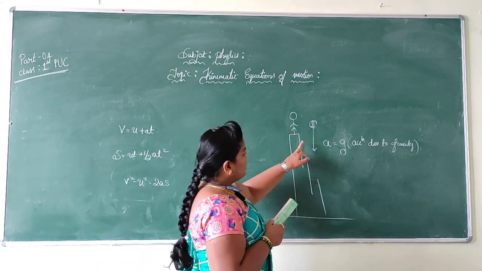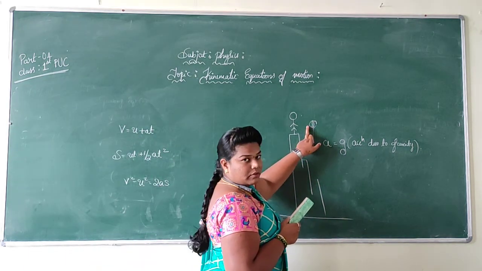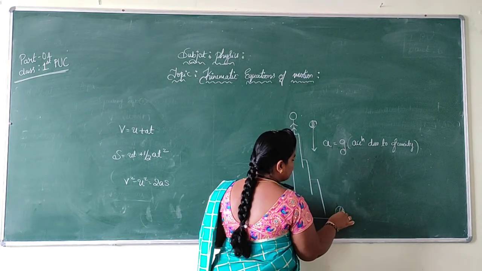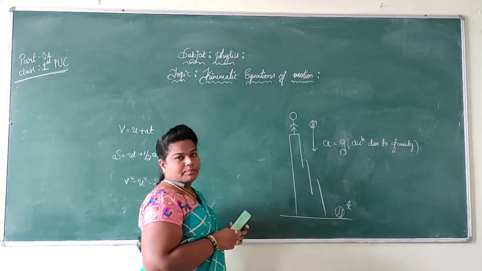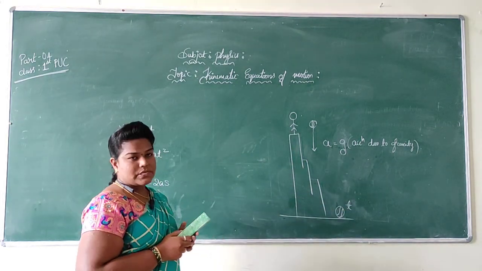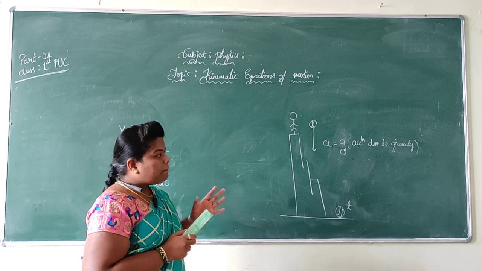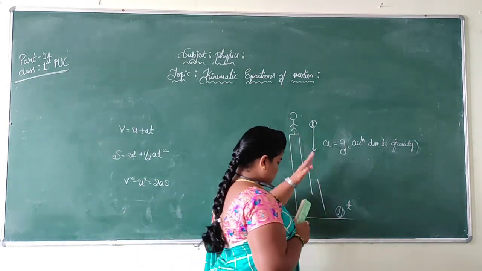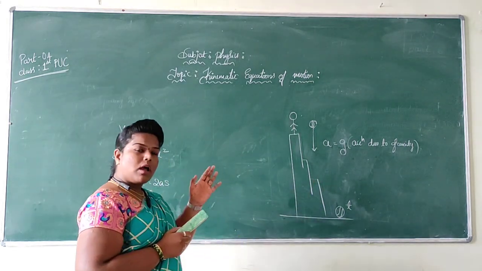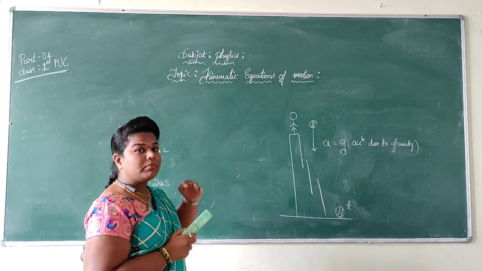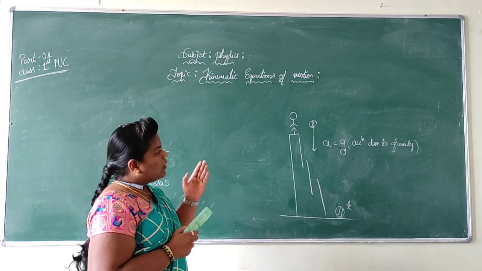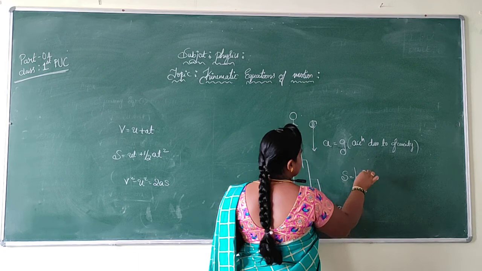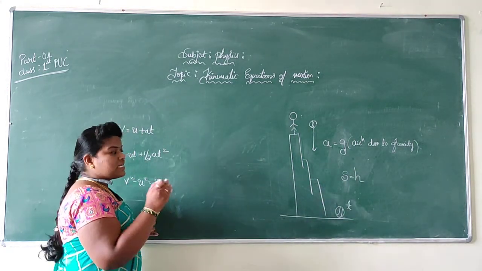Then this ball displaces from the top of the tower to the ground. After some time, say t, it reaches the ground, right? So then, we should calculate the displacement. From this point to this point, how much distance is covered by the ball when it is thrown from the top of the tower? Then, we should not use the word displacement. Yes, we should use the word h, that is height. It is said to be height.